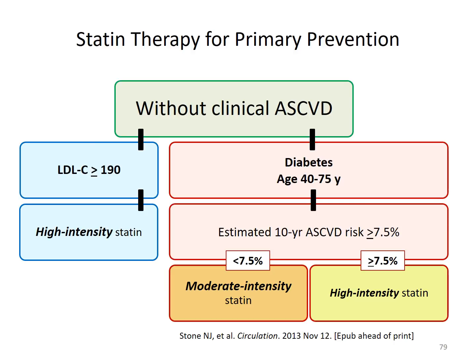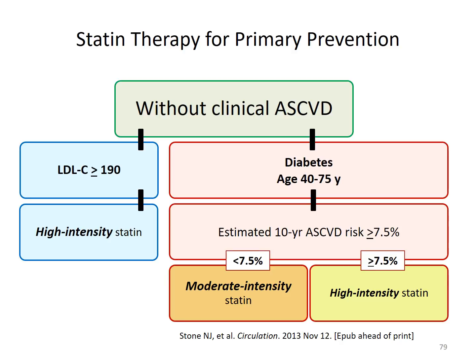If you have not had a cardiovascular event and your low density cholesterol is greater than 190, you go on a high intensity statin. If you have not had an event and you have diabetes, right, then they look at the 10-year risk.